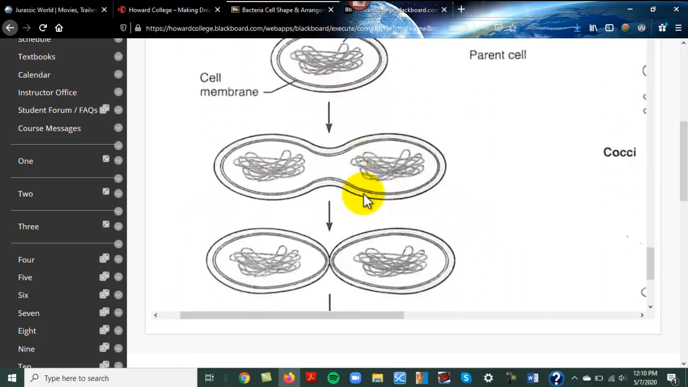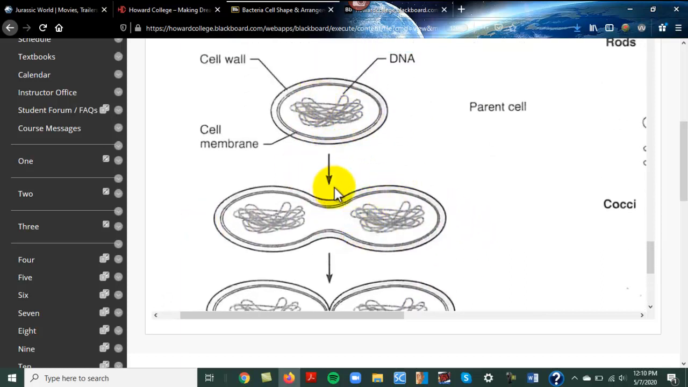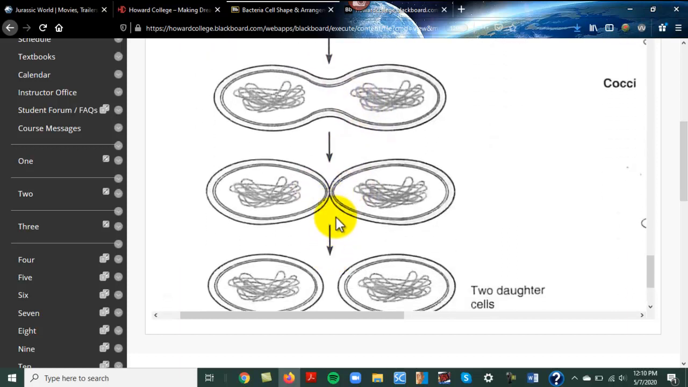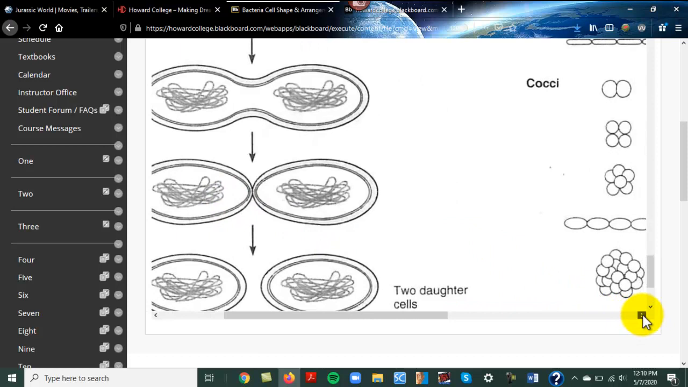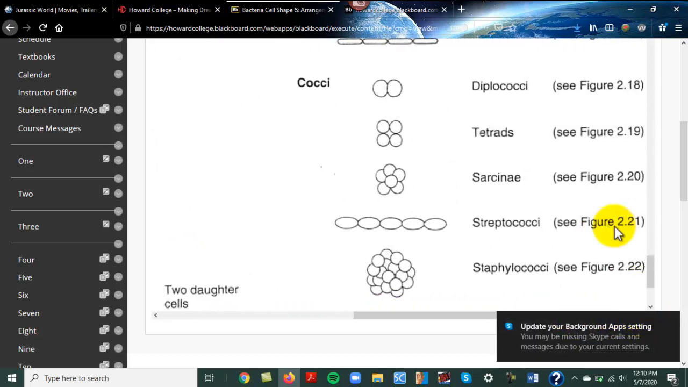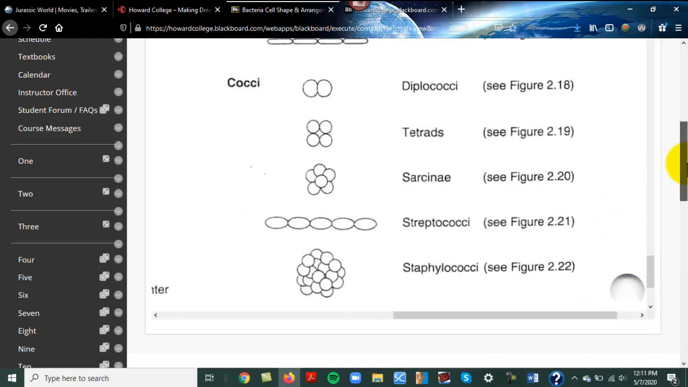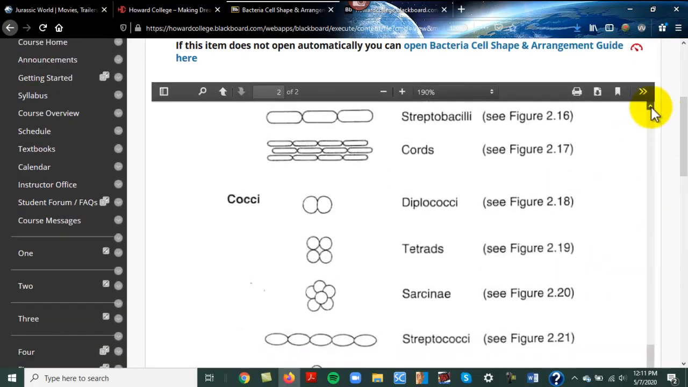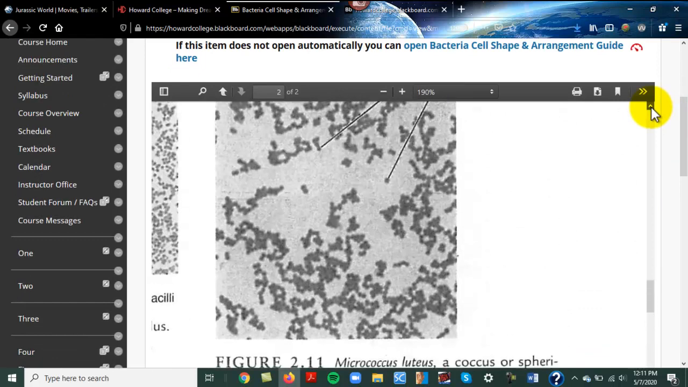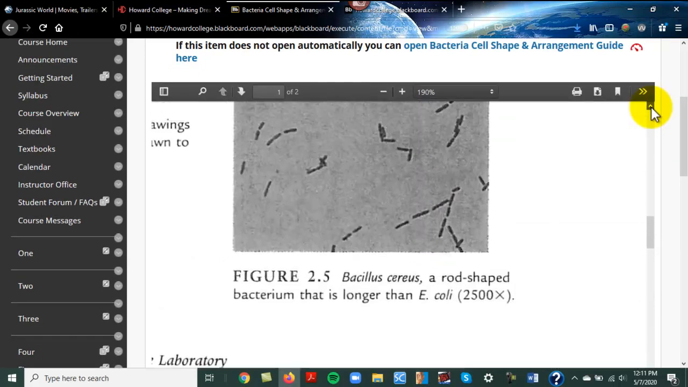And what happens is, depending on the species, once these cells divide, sometimes they'll stay together after they divide, in groups or in pairs. It depends on the species. And that's what you have over here. The first thing you'd want to do is determine what is the cell shape, and then you'd try to determine what are called the arrangements. Now, this one goes really detailed with the cell shapes, but it's a good diagram to look at.